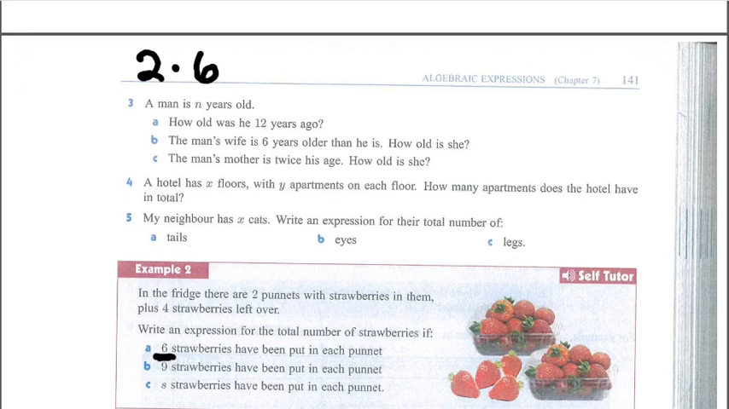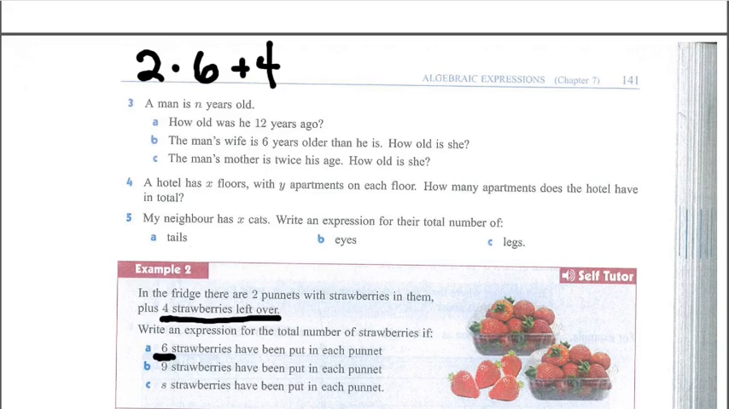But there were also some strawberries that weren't in a punnet. How many? 4. So what else do I need up here? Plus 4, adding 4 more. Now, look at this and can you tell me, is this algebraic? No. Why not? There are no variables in it. Excellent. Right. So this is not even an algebraic one.